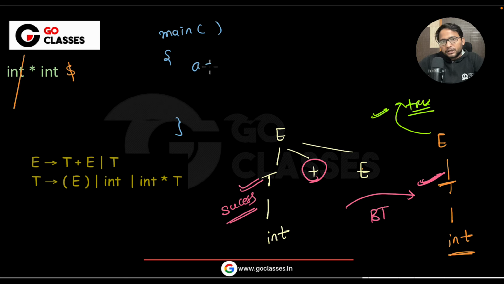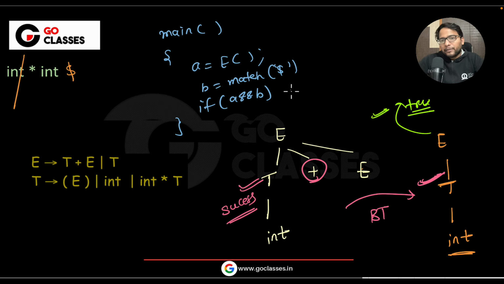Let's suppose this is E, and there is a B, which is match $, right? Match $. And then you will say if A and B is success, then parsing success. Tell me what will happen. See, this particular A will return true, right? This is true. I agree with you, which means this is returning true.